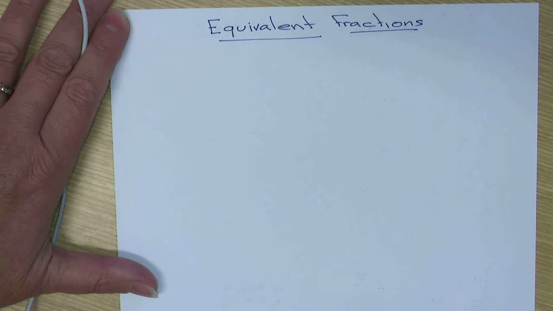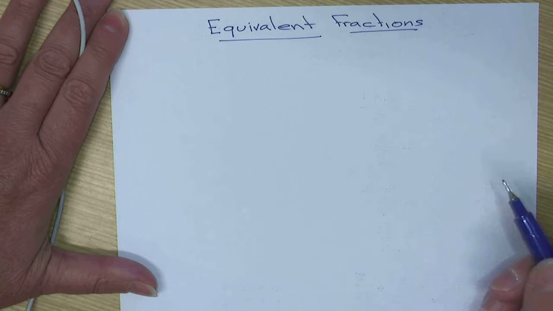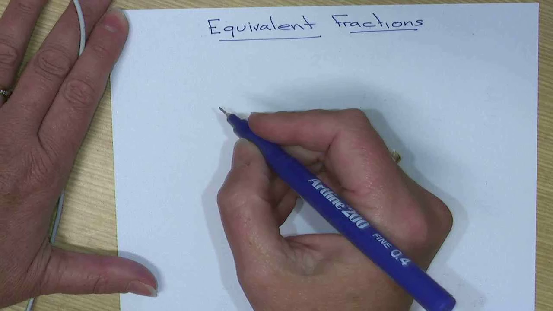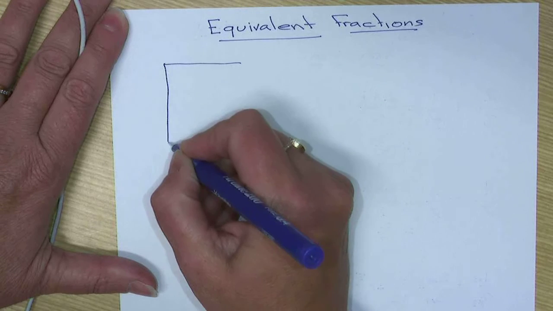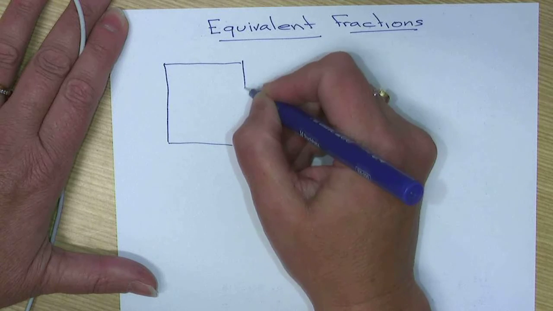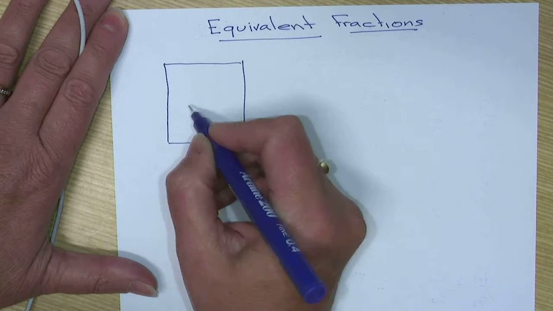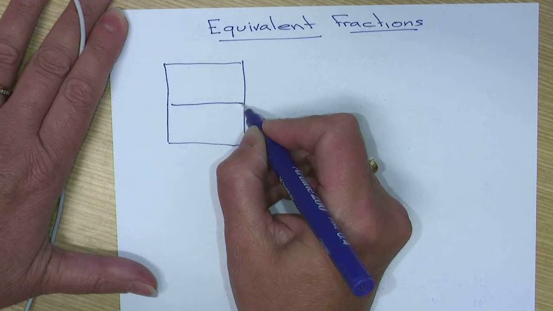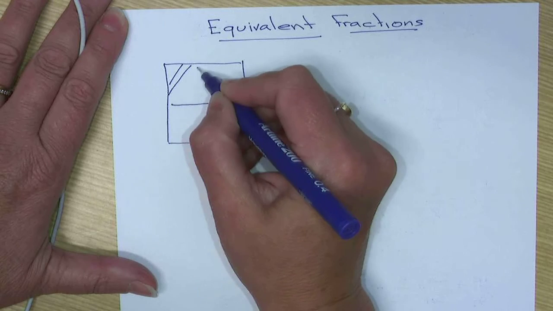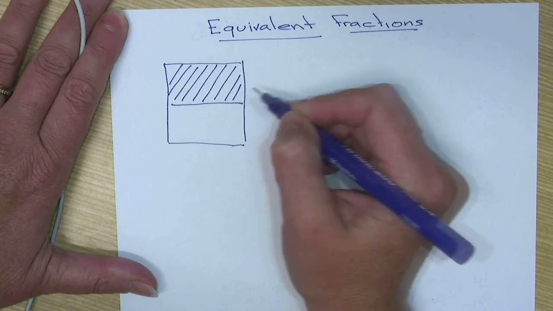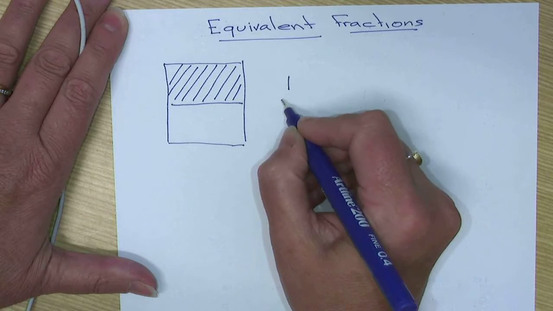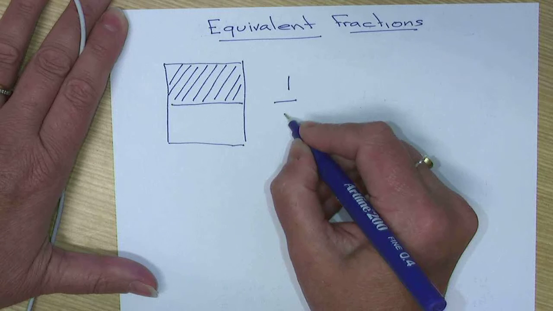In this video, I want to run us through equivalent fractions. So we know that a fraction is a part of a whole. So if that's one whole, and I divide it into two, and I colour in the top half, I've coloured in one part of the two available spaces.